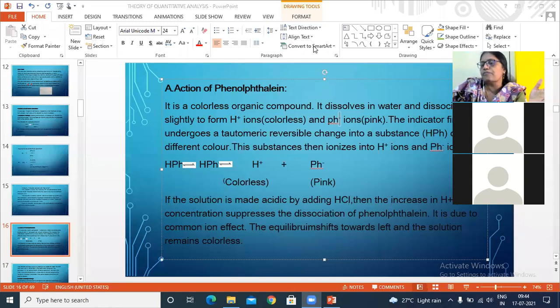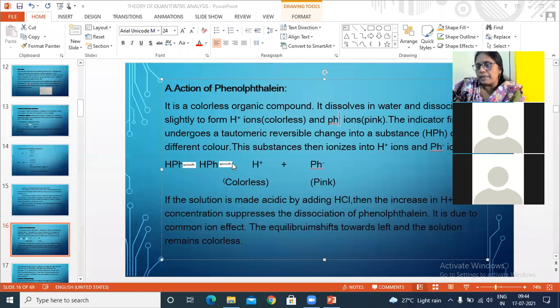So the backward reaction favors. Then what happens? Phenolphthalein indicator is not supposed to undergo dissociation. So whatever undissociated tautomeric form of phenolphthalein is present, if it has a specific color, that is the color we have to observe. But in the unionized form, phenolphthalein doesn't have any color. So it is colorless in acidic medium.